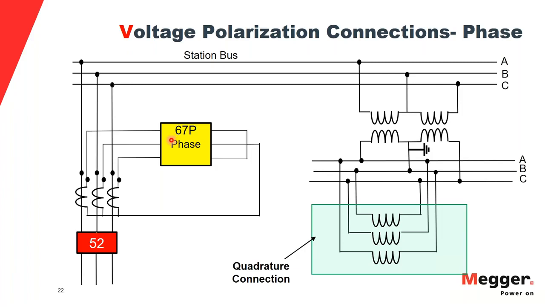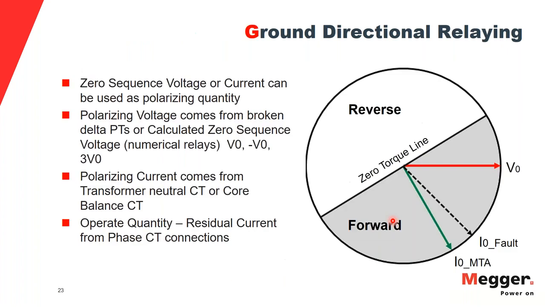Keep in mind that's line to line. So for phase A, my connections would be B to C, right? For phase B, it's going to be this one, and for phase C, it's going to be this one, right? So we see that this is how the connections we would be making in the field. Now let's go to the ground directional relaying.